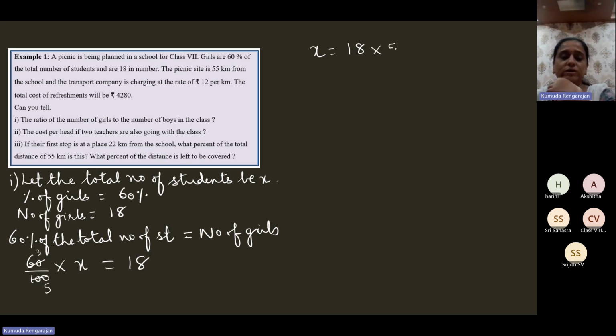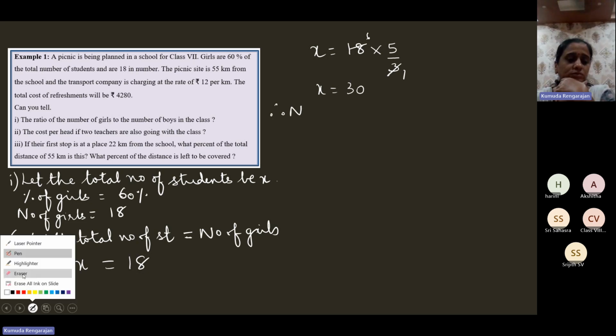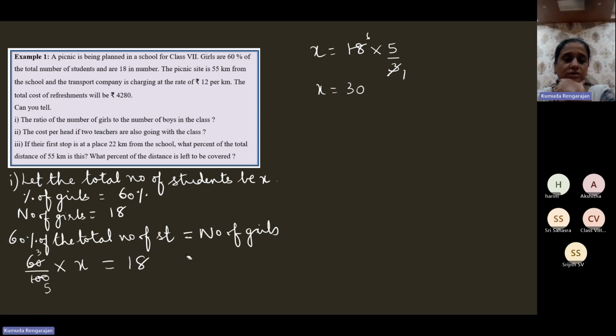Into 5 by 3, because 3 by 5 becomes 5 by 3 on the other side. Now 3 ones are 3, 6 fives are 30. So X is equal to 30. Therefore, total number of students is equal to 30.